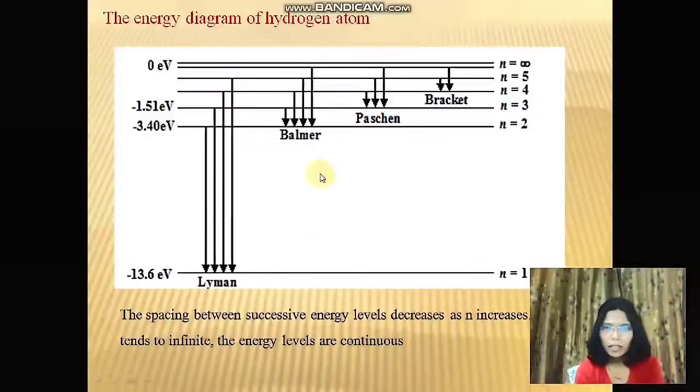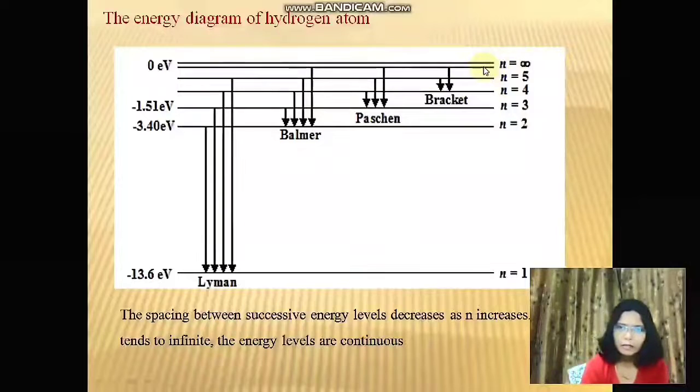Here is the energy diagram of hydrogen atom. The spacing between two successive energy levels decreases as the value of n increases. Here it is n is equal to 1, n is equal to 2, n is equal to 3. As the value of n goes on increasing, the spacing between the energy levels goes on decreasing. When n tends to infinity, the energy levels are continuous.